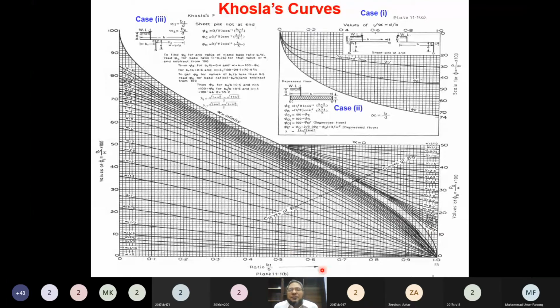So what is B over D? B is the length of the concrete floor, and D is the depth of the sheet pile. In this way, you can get uplift pressures using Khosla's curves. Shall we move ahead? Yes, sir.